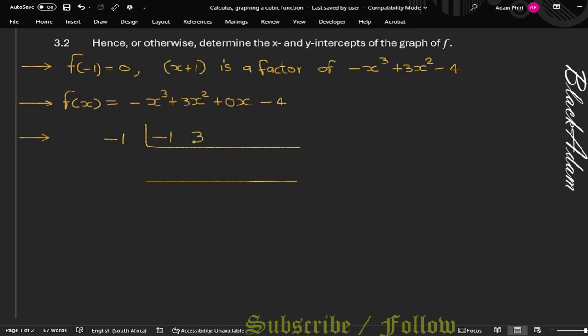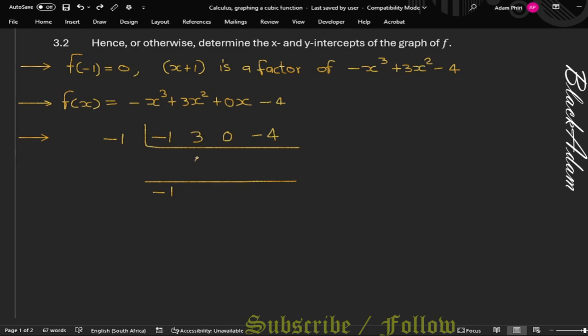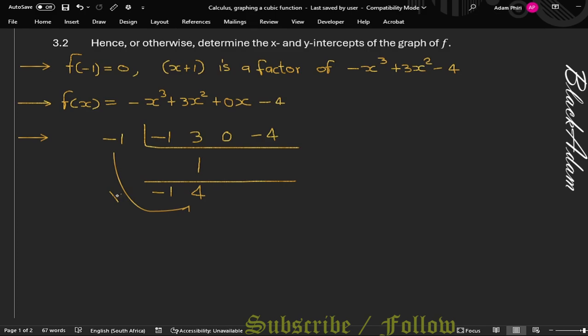So we put negative 1 there, the coefficients are negative 1, plus 3, 0, and negative 4. We drop negative 1 there, and then we multiply. Negative 1 times negative 1, we put in the second column, which is positive 1. So 3 plus 1 will give us 4. Then we multiply again: negative 1 times positive 4 gives us negative 4. So 0 plus negative 4 will give us negative 4.